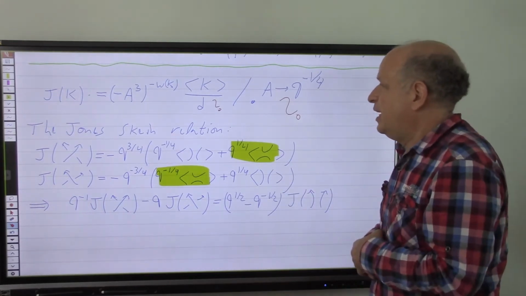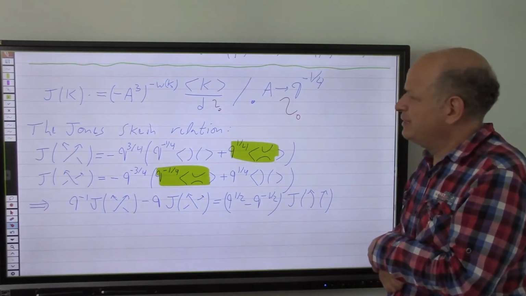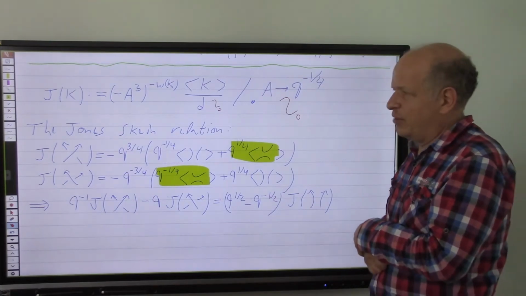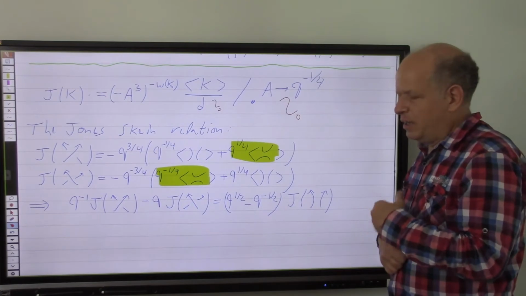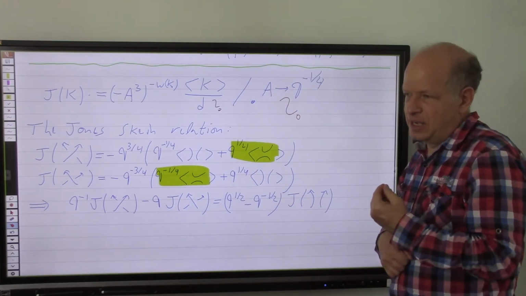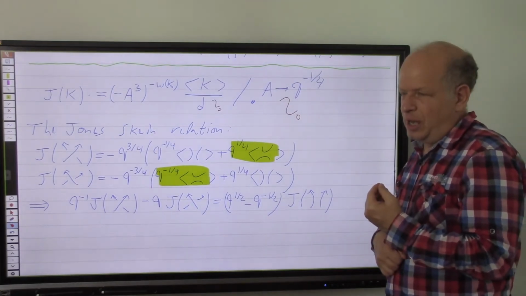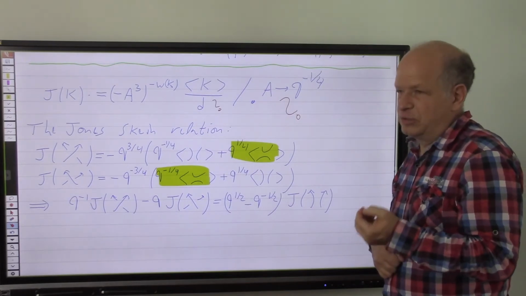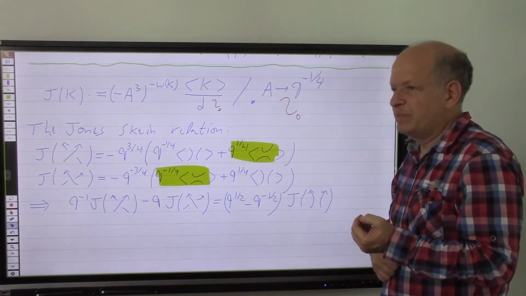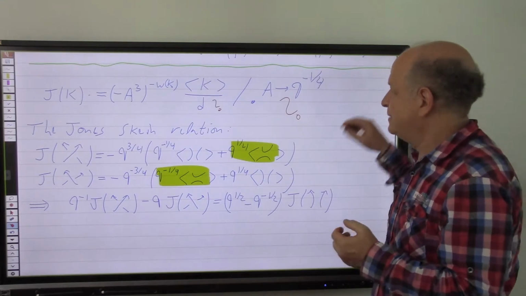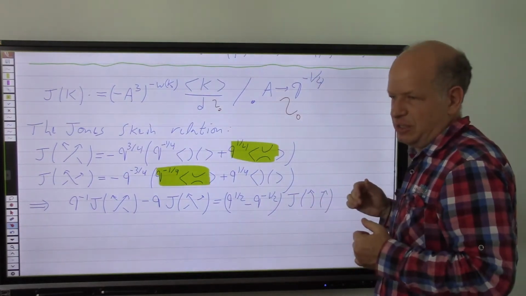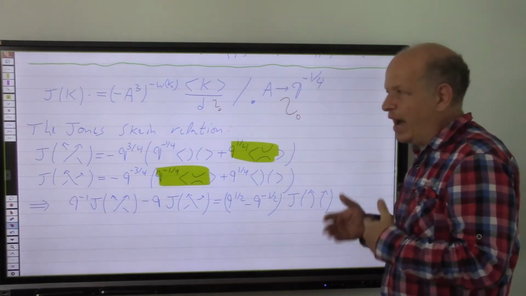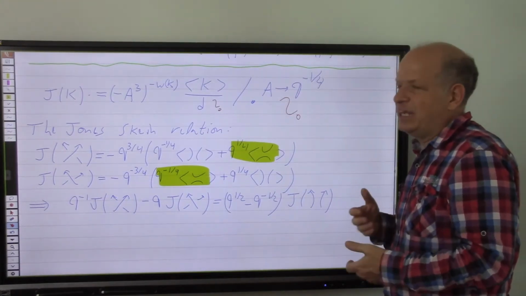Okay. Anyway, here is, very briefly, I want to describe a different way to compute the Jones polynomial, okay? And the way is maybe called using the Jones skein relation. So first, let me derive the Jones skein relation.